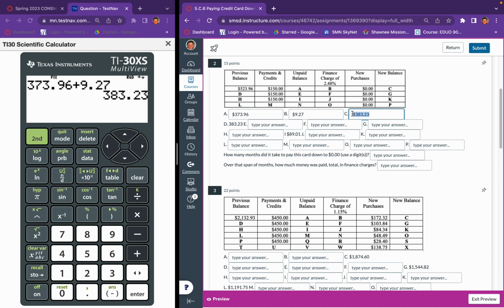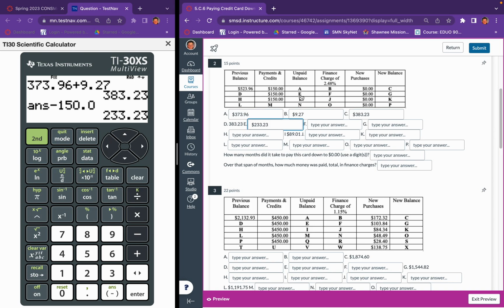So if that's what the billing cycle ended with, if that's what 1 month ended with, the next month begins with that same number. So the next month begins with $383.23, and I'll put a $ sign in there. It should be there. We're going to pay $150. So now we're going to subtract $150 and find that we now owe $233.23.